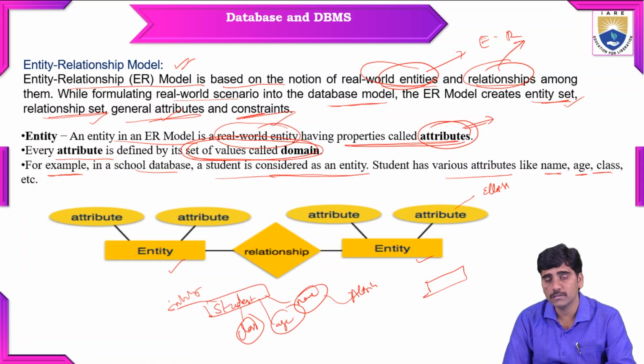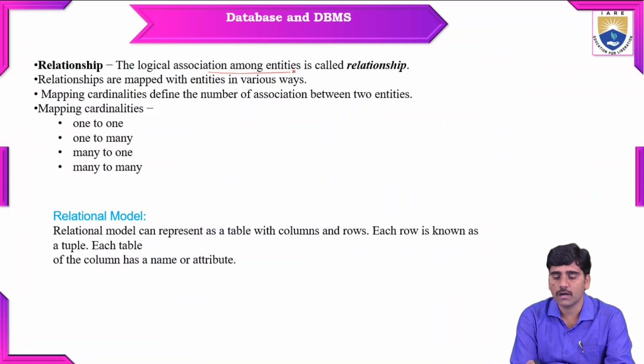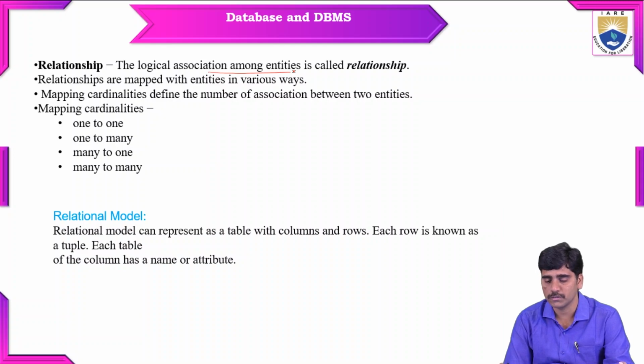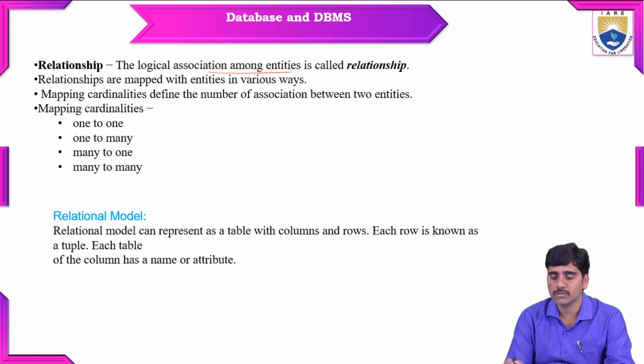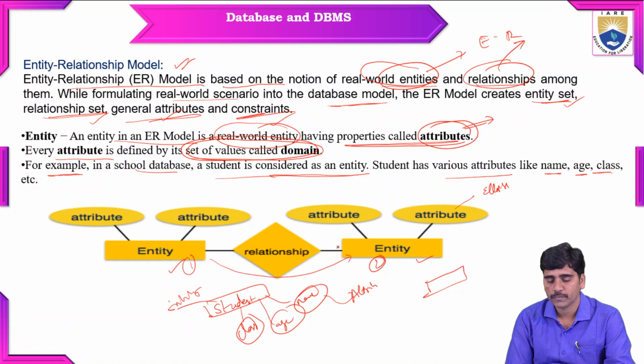In between the entities, a relationship exists. So what is meant by relationship? The logical association among entities is called a relationship. Here, this is entity 1 and this is entity 2. In between these, a logical association is called what? Relationship. And this relationship will be indicated with the rhombus or diamond symbol.